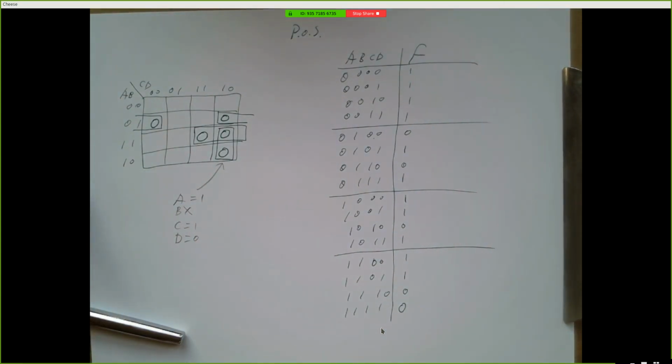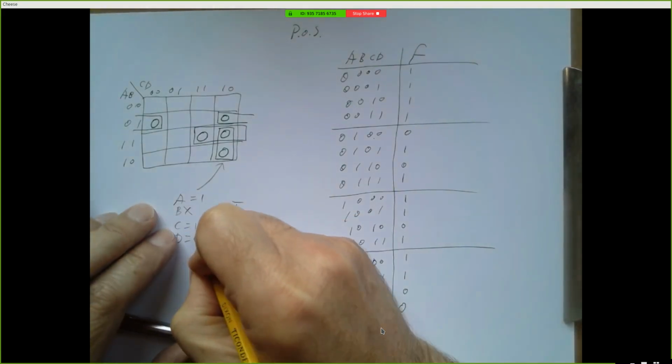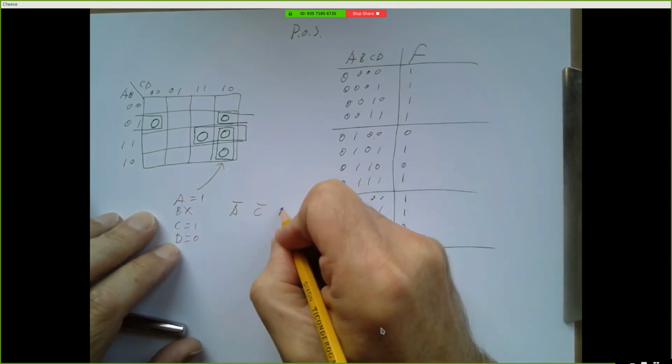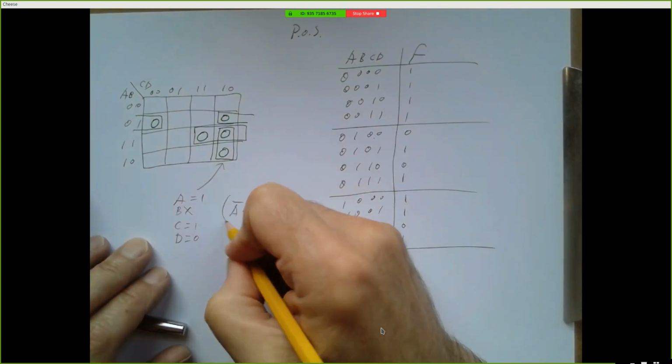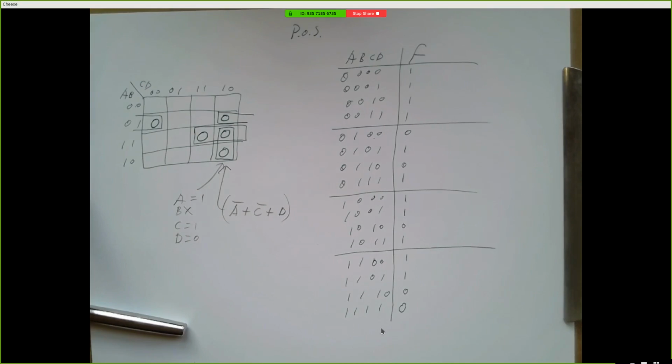Alright, so that corresponds to a sum term where we write the sum terms the same way that we wrote max terms. So since A is 1, we're going to write A bar. Since C is 1, we're going to write C bar. And since D is 0, we're going to write D. And we're going to OR those together. And so that's the sum term corresponding to that first box.